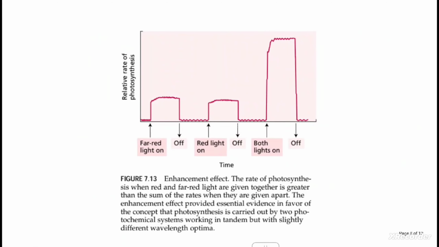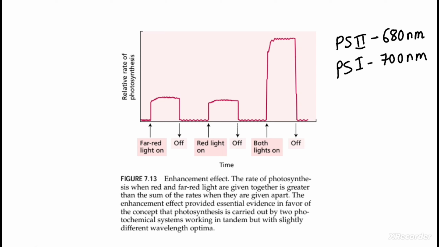And secondly, he revealed that there are two photosystems. There is photosystem 1 and there is photosystem 2. Photosystem 2 absorbs light around 680 nanometer, and photosystem 1 absorbs light of 700 nanometer. This was the order in which he discovered them. So P680 is photosystem 2, P700 is photosystem 1.